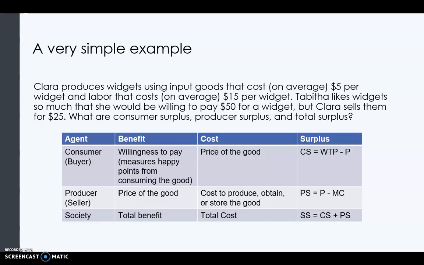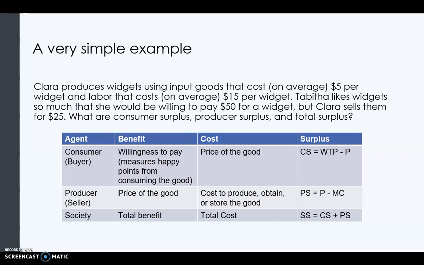So once again, let's start off here. For the buyer, Tabitha, her benefit is going to be the willingness to pay. That's going to be her $50 willingness to pay. Her cost is going to be the price. That's the $25. For Clara, the seller, the price, that $25, is the benefit, and then her cost is going to be the $5 plus the $15, so the total $20 cost.